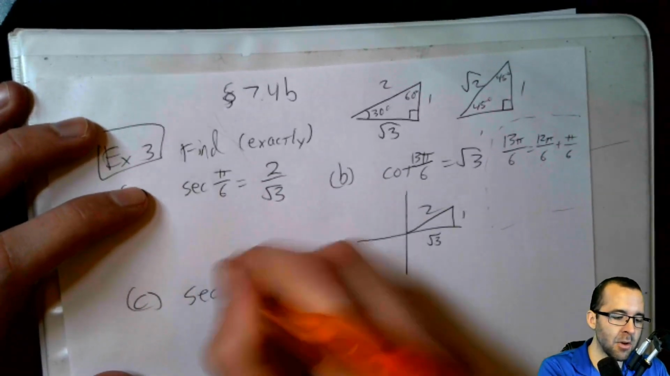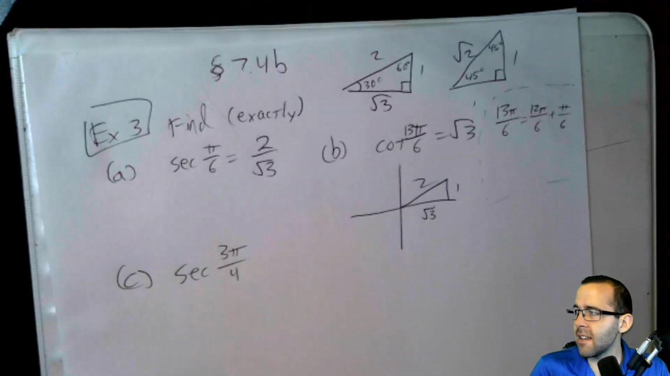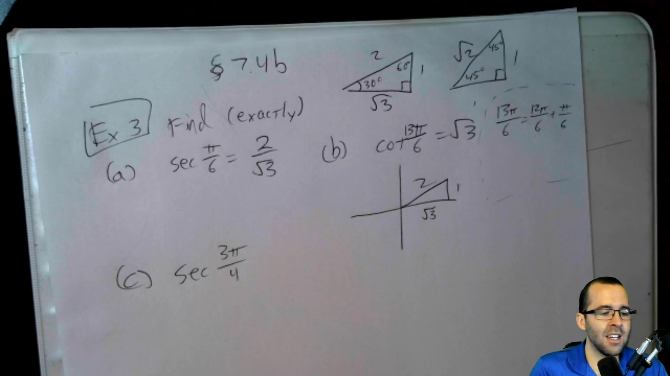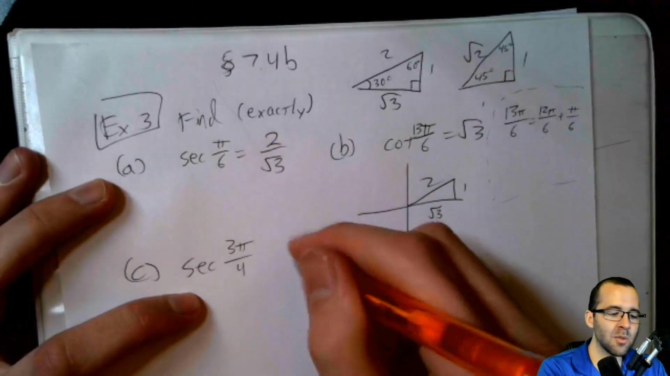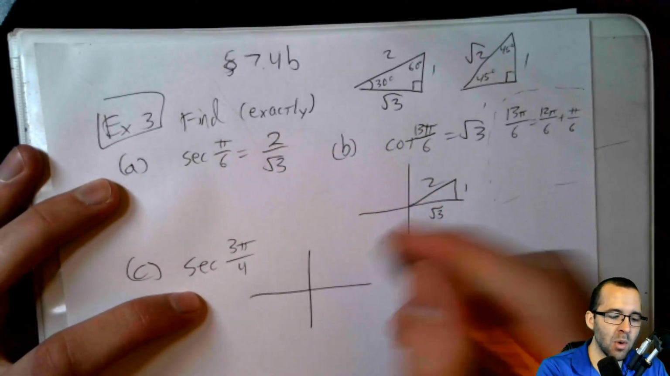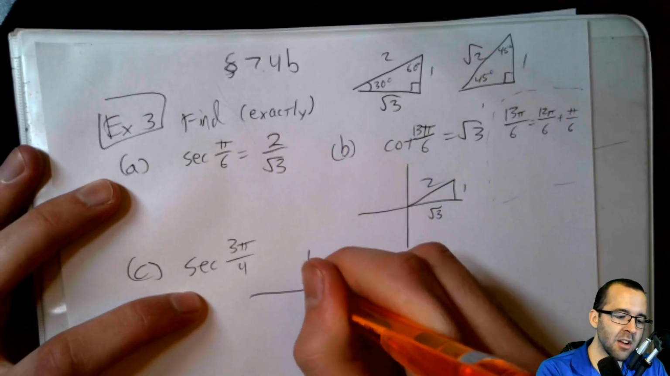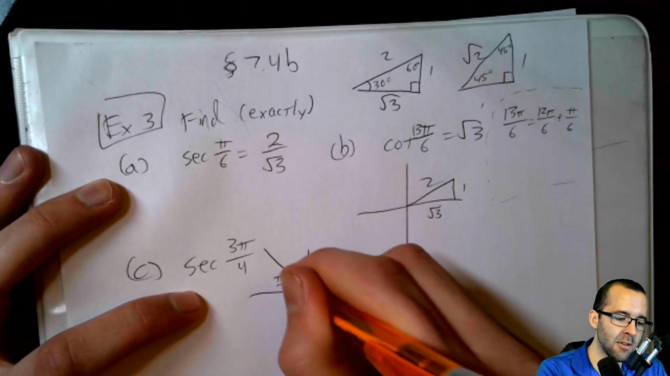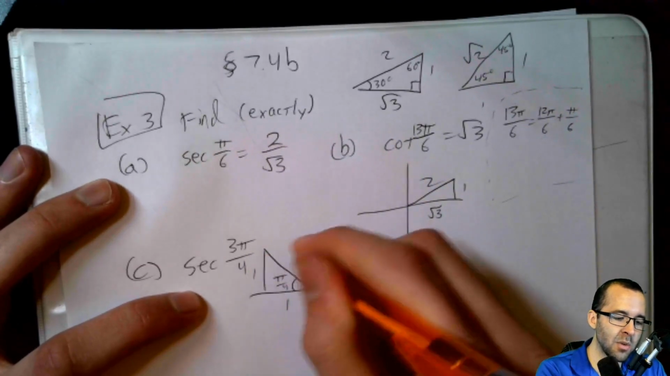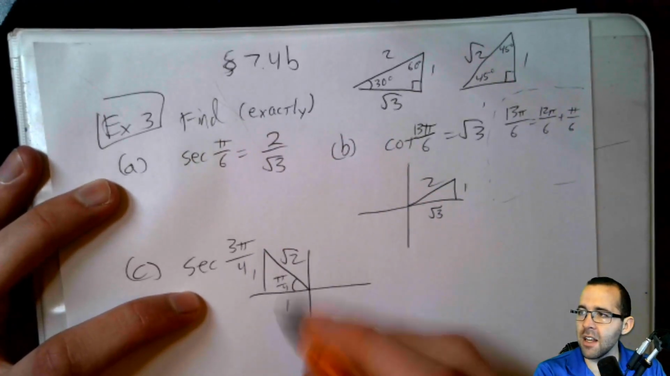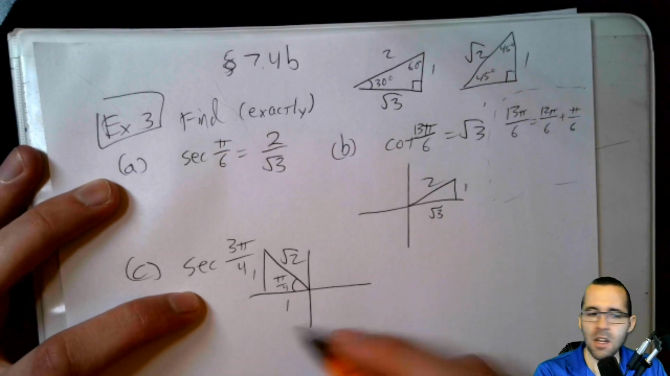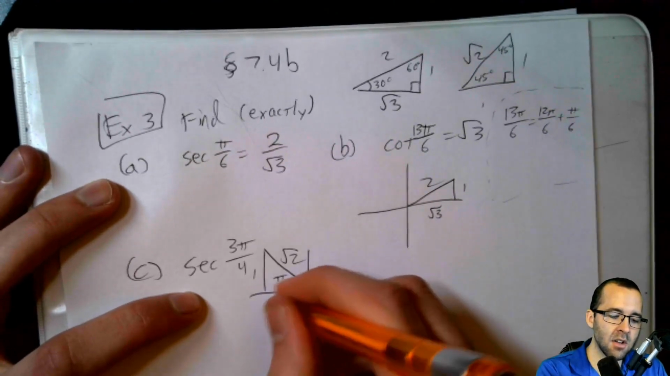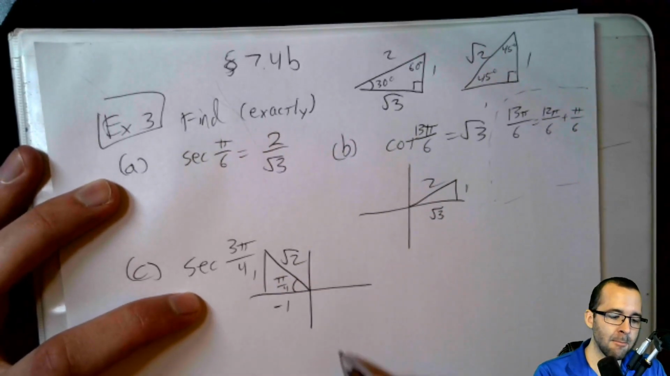Secant of 3 pi over 4. So this is what I said last section when I said 7.4 should be pretty good for most of you guys because half of it is just stuff we've already done. We did all of this in 7.3. 3 pi over 4 is 135 degrees, has a reference angle of 45 degrees, or pi over 4. We use our triangle, it's 1, 1, root 2. Where do the negatives go in the second quadrant? Your x-coordinate's negative, so you put a negative right there.